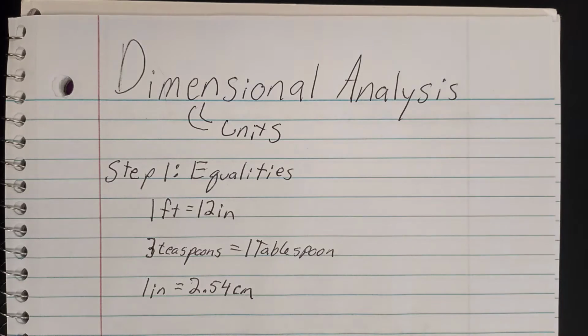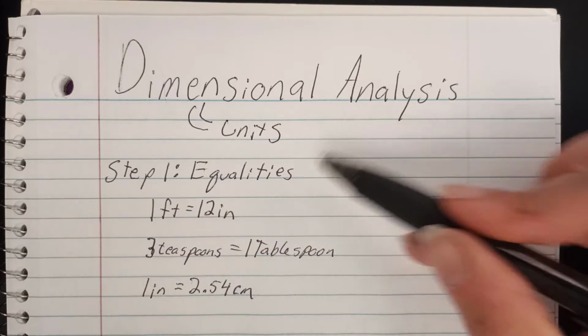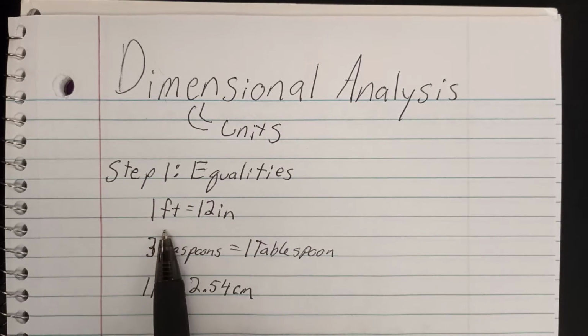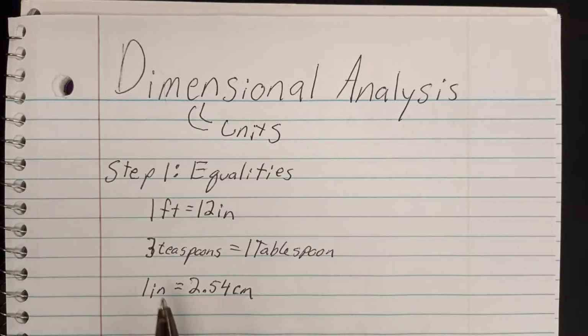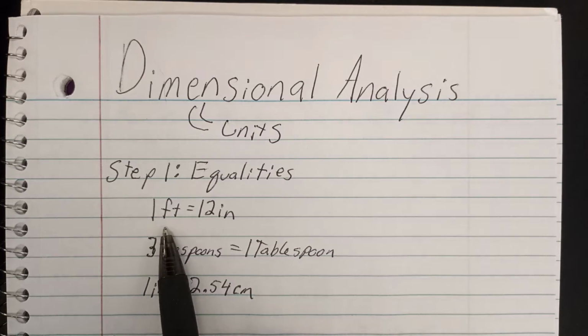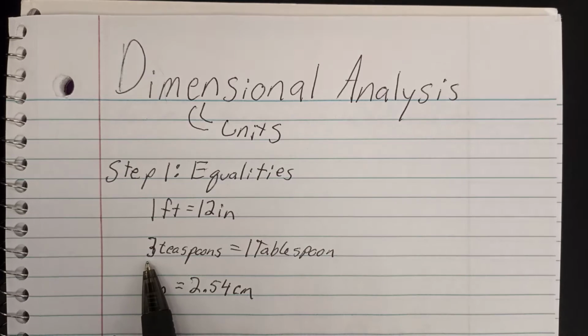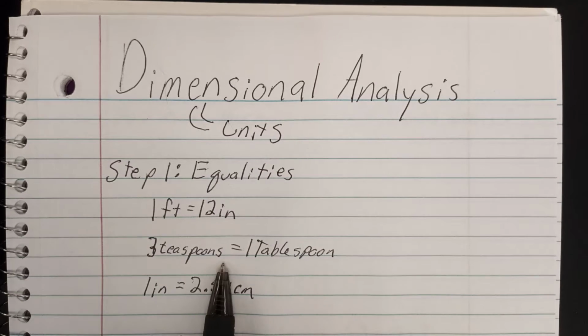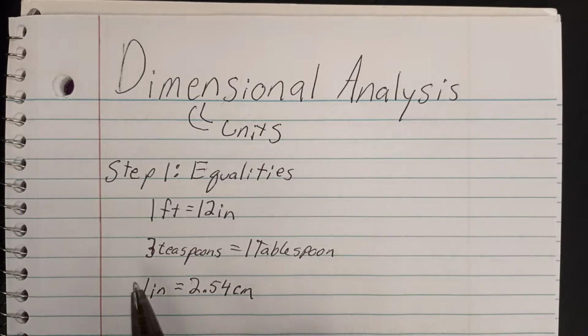Okay, the first thing we need is a series of equalities, which are just simple math facts that most of which you have either known before, or I will give you a long list of a variety of things that you might not know. So things like we know that 1 foot is equal to 12 inches. You may or may not know that 3 teaspoons is equal to 1 tablespoon. We can use it to convert between English units like 1 inch into things like centimeters.